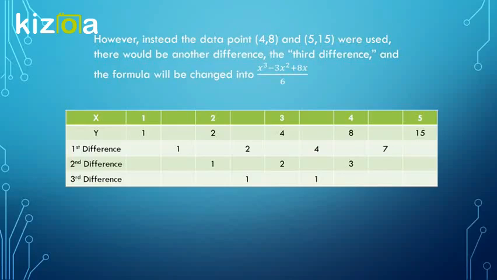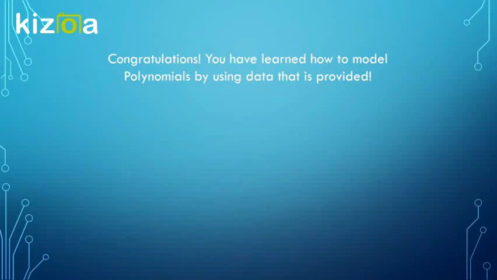Congratulations! You have learned how to model polynomials by using data that is provided, by finding the coefficients for degrees of 2 and larger. Now you get yourself a golden star because you deserve it.